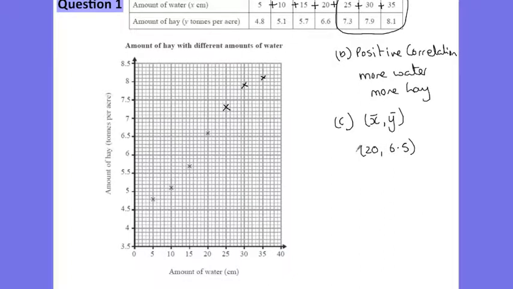You then need to plot this point on the scatter graph. I'm going to use a different colour to make sure I know clearly that this is the mean point. 20 and 6.5 here. When we draw our line of best fit, it must go through this point.